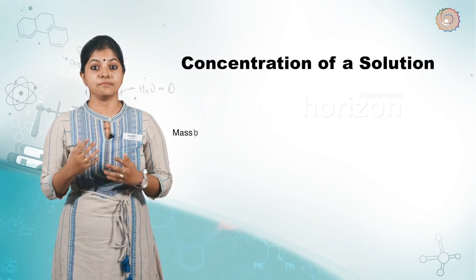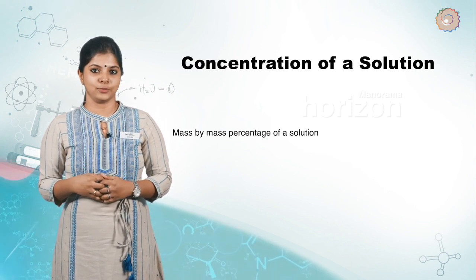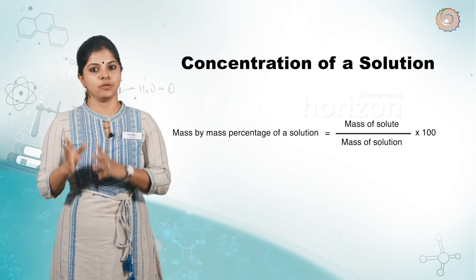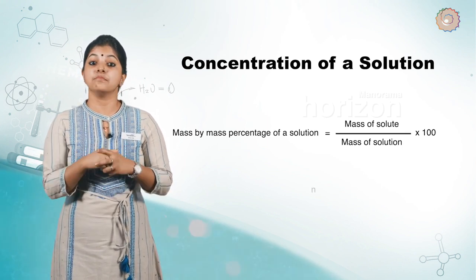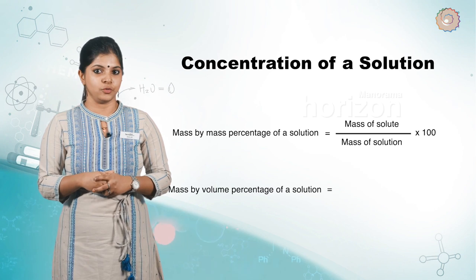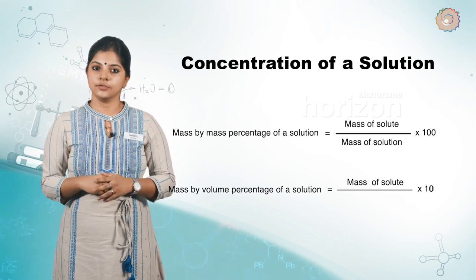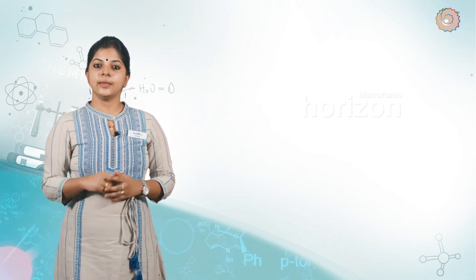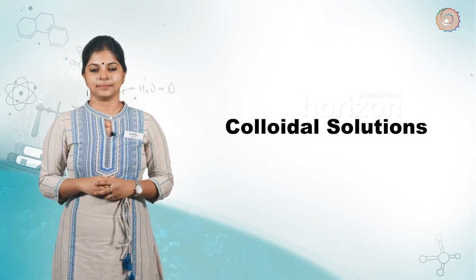The first one is the mass by mass percentage of a solution, which is equal to mass of solute by mass of solution into 100. The second is the mass by volume percentage of a solution, which is equal to mass of solute by volume of solution into 100. Now coming to colloidal solutions.